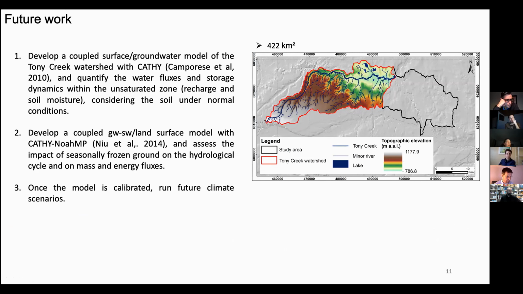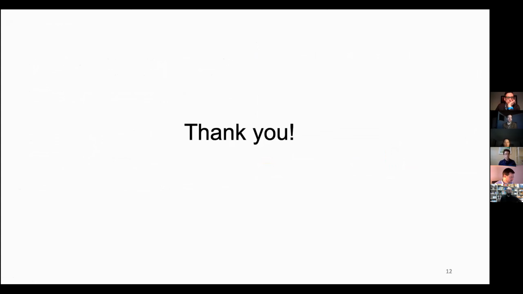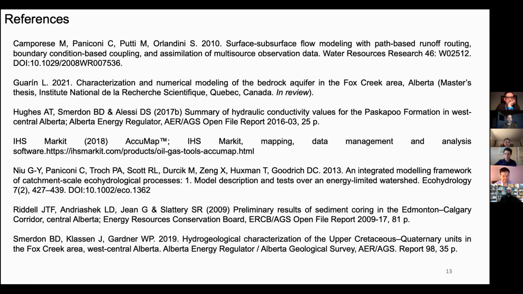Then I will develop a coupled groundwater, surface water, land surface model with CATHY, Noah, and P in order to assess the impact of seasonally frozen ground on the hydrological cycle, as well as on mass and energy fluxes. And finally, once the model is calibrated, we will run future climate scenarios. So that's it.